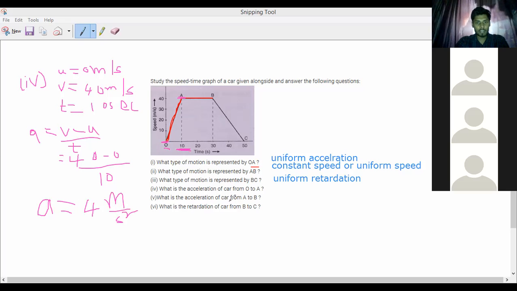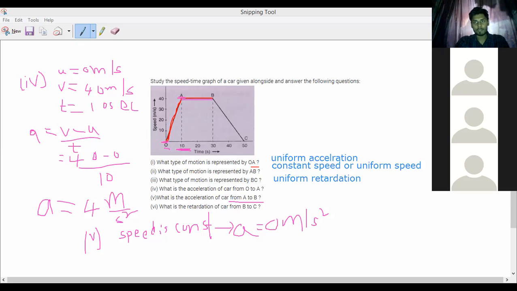Now, what is the acceleration of the car from A to B? A to B, speed is constant. So speed is constant means, from the fifth part, acceleration is equal to 0 meter per second square. 0. Very good, Tamil Selvan.